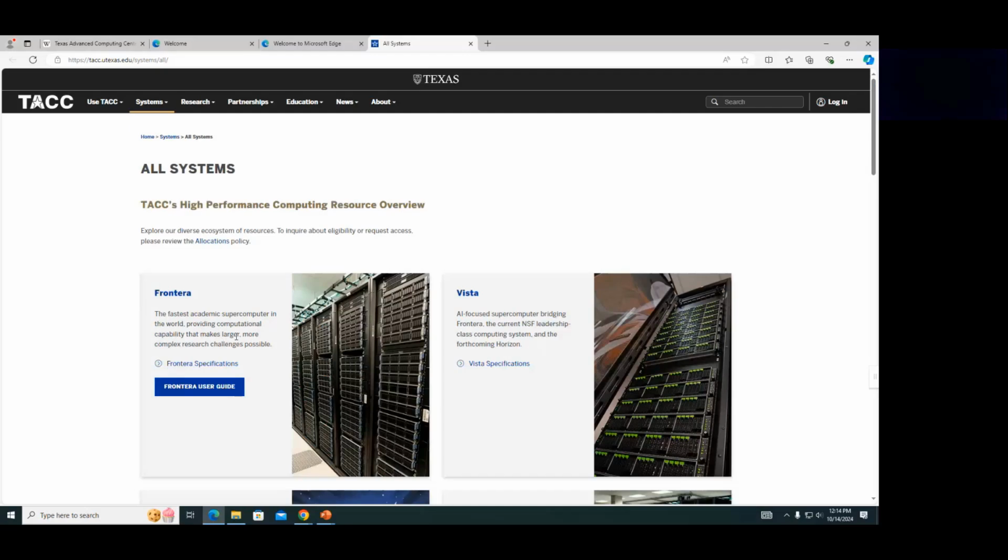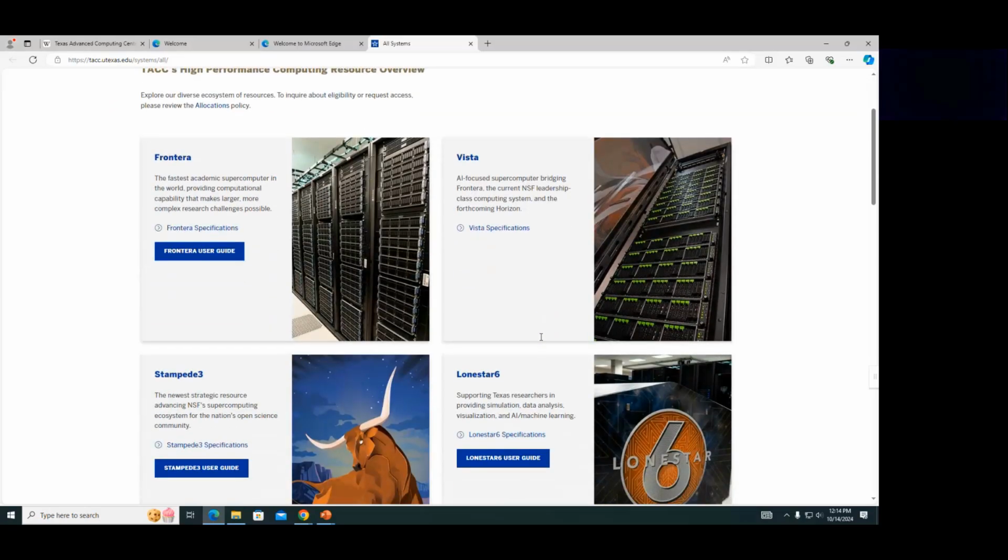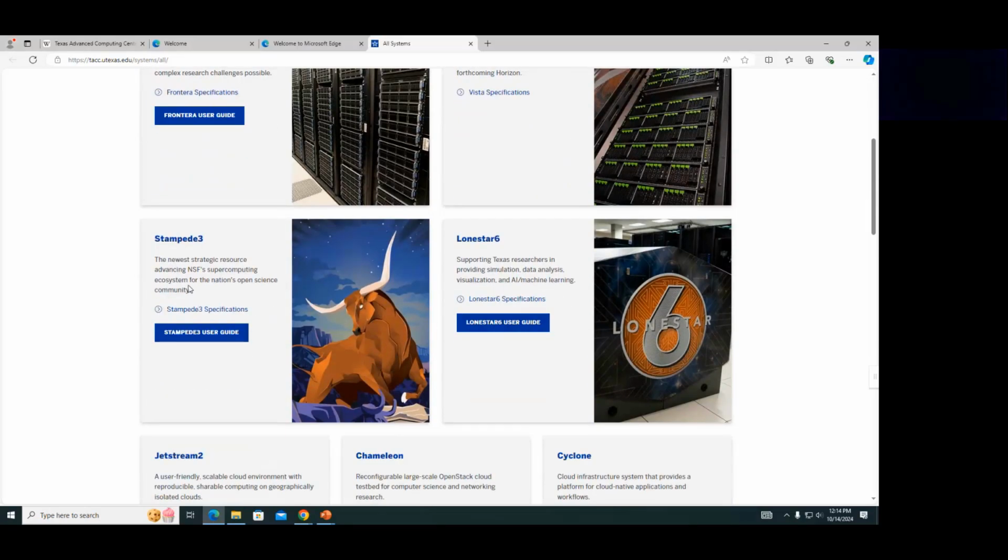This is the fastest. But in my proposal, I'm not applying for this one. There is another one, an AI-focused supercomputer, Vista, bridging from Frontier, currently supported by the National Science Foundation. This is the one we have available, Stampede 3. This is the newest one. This is the latest one.